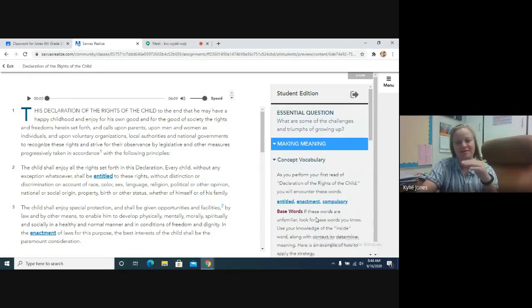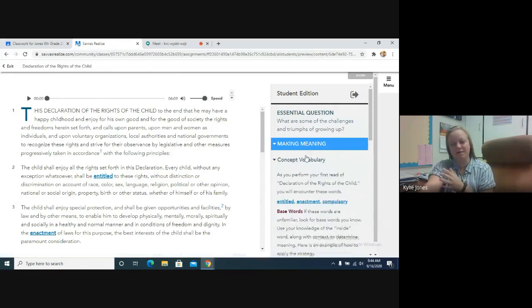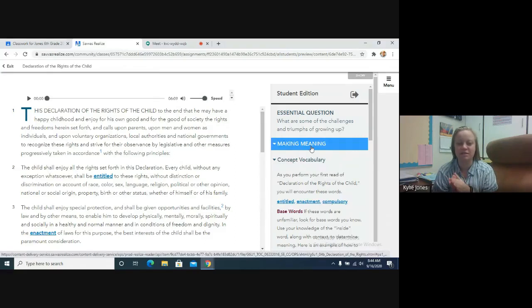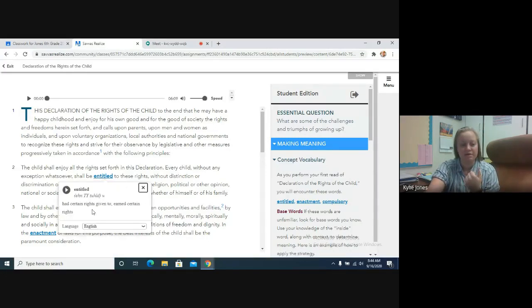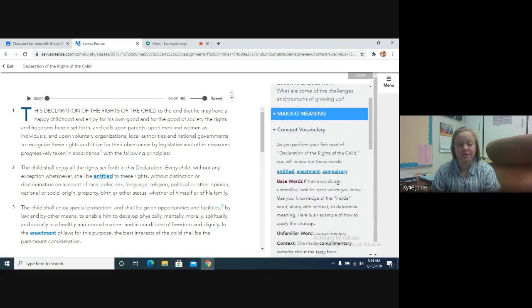All right. Making meaning, so we're under our making meaning tab, concept vocabulary, and we're going to talk about this stuff first. So just some vocabulary words that we're going to see. You can already see on the left in the passage, the words are highlighted. So even as we read, you can always click on them and see the definition right there if you need it. So concept vocabulary, it says, as you perform the first read, so when we read it for the first time, we're going to encounter these words. We're going to see entitled, enactment, and compulsory. These are three words that you probably aren't super familiar with, which is why they're in the vocabulary, to get you used to words like these.